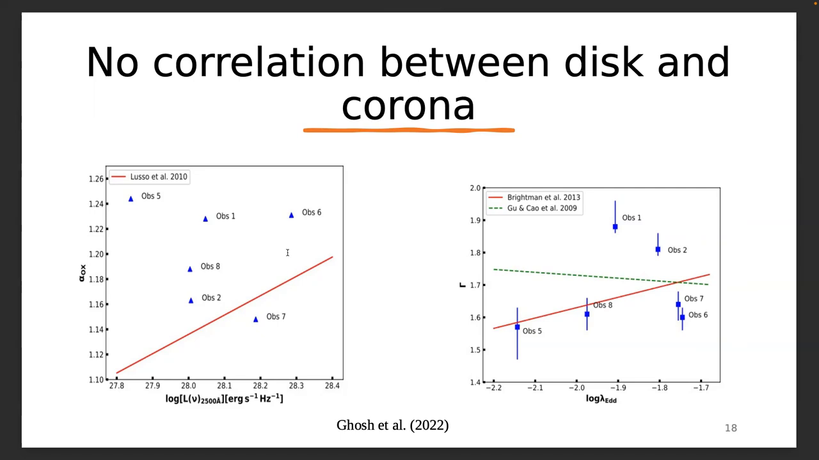which is also true for gamma versus log of lambda Eddington. Gamma is representative of the corona and its cooling and heating mechanisms, and lambda Eddington is the accretion rate. Again, you expect at least a correlation or anti-correlation between these two, which people have found, Brightman et al. and Kamraj et al., for different AGN samples. But our observations don't quite fit into these pictures.